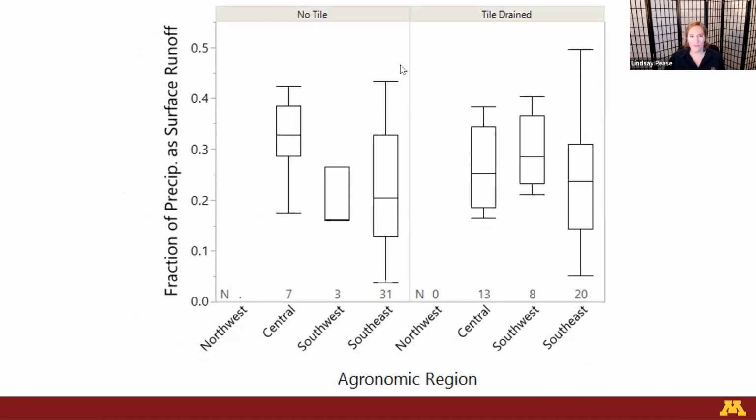And the amount of precipitation that comes as runoff, when we looked across the state as a whole, we see again that fast and intense pulse of water is really difficult to predict, and it's really variable. So we saw no trends at all in looking at our subsurface or our surface losses.